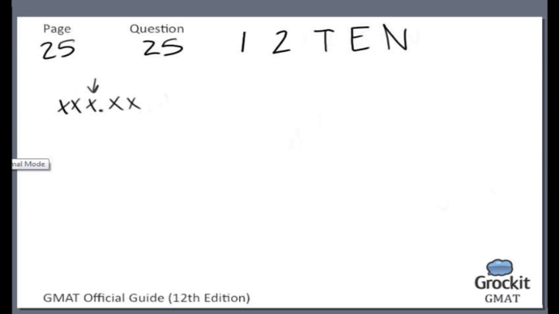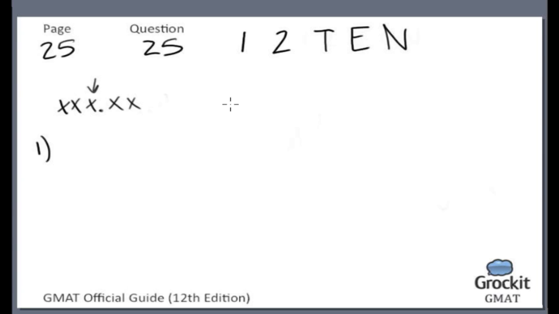Let's tackle the statements one at a time. You can either do them in order, or sometimes go with the easier one first, because that allows you to eliminate a number of answer choices either way. Statement 1 says the units digit of n is the same as the units digit of n squared. What that means is that the units digit does not change when n is squared.